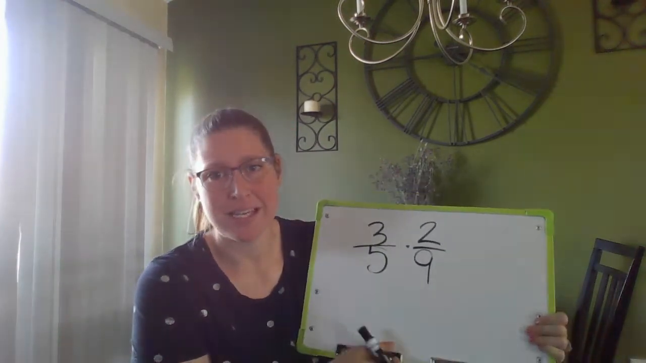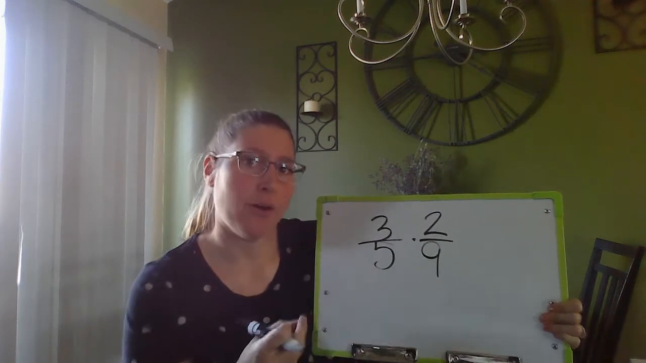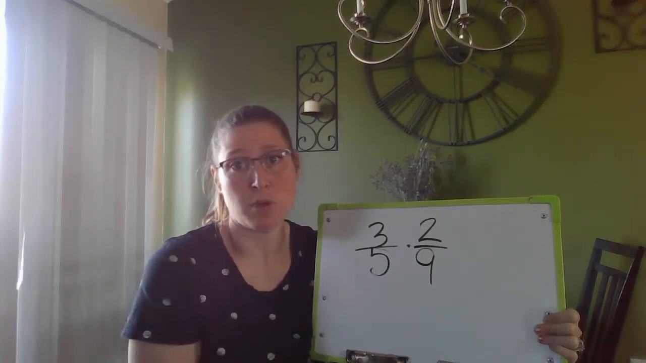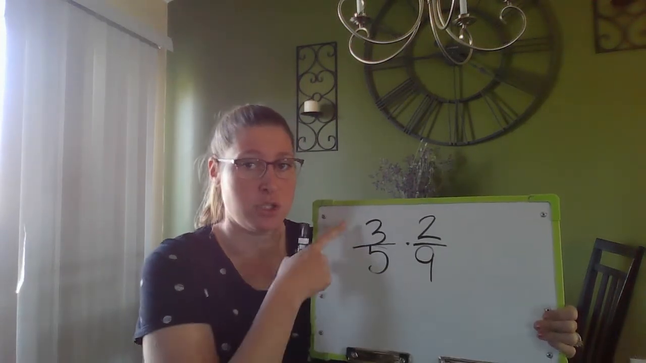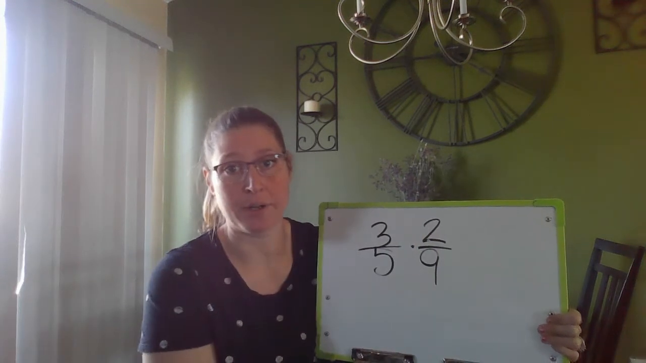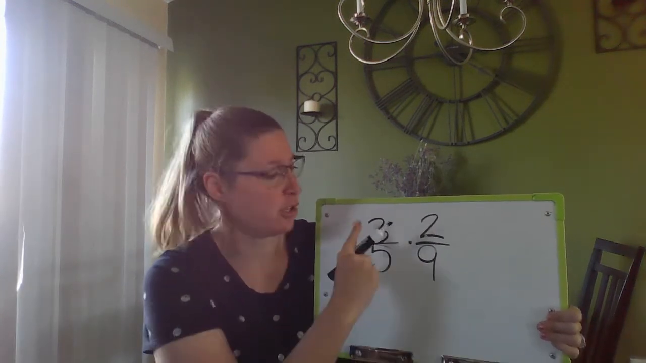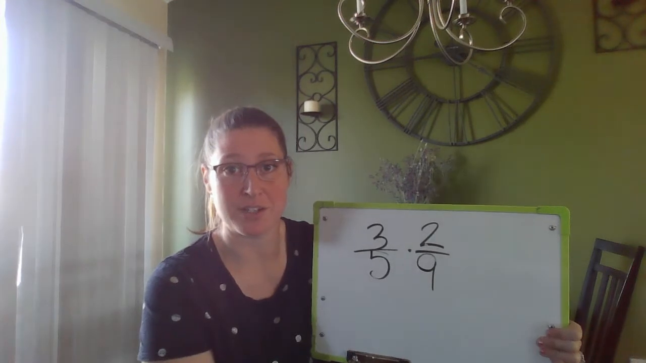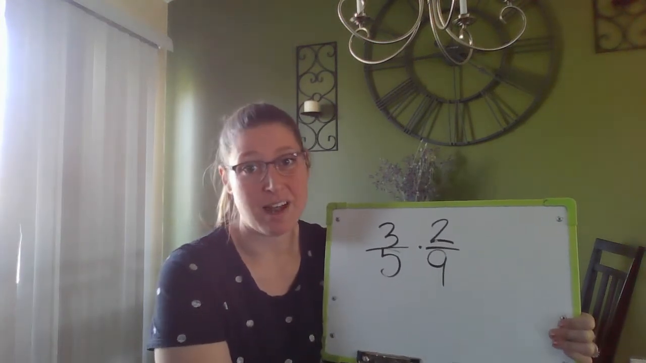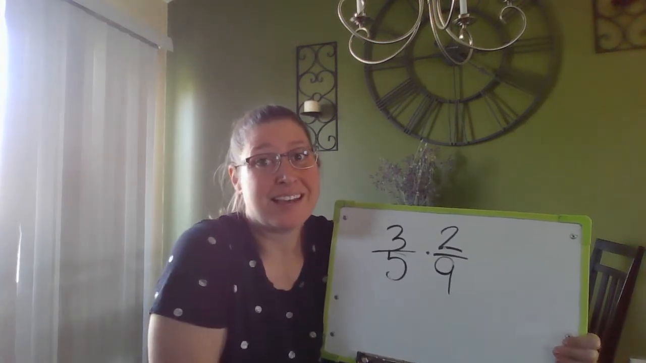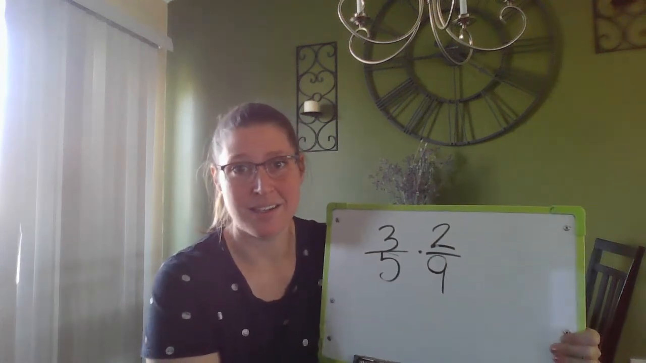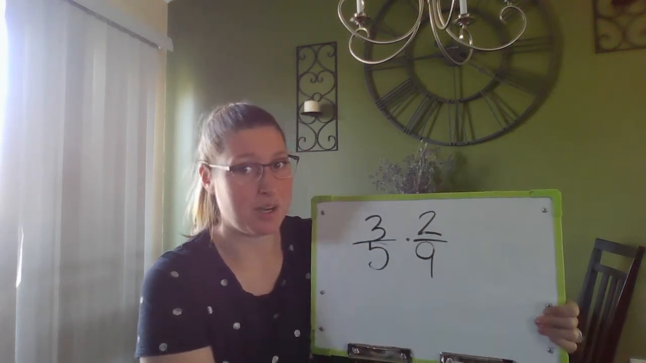Multiplying fractions is extremely easy. All you have to remember is it's two multiplication problems combined. So you have to multiply your top numbers, your numerators, together, and then you multiply your denominators together. The only added step is you have to simplify at the end. So let's just see what it is.